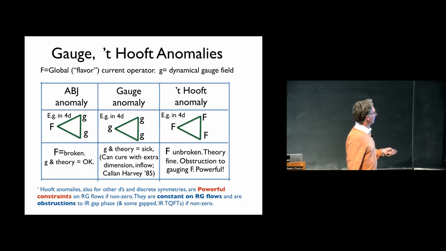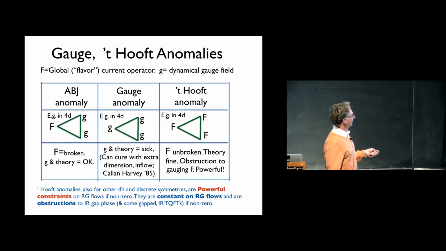Okay, so just to summarize, the anomaly that I was just discussing, the ABJ anomaly, involves one flavor current and two gauge currents. But we could look at other variants of that. Instead of just one flavor current and two gauge currents, we could look at, for instance, three gauge currents or three flavor currents. And each one of these has a different interpretation.